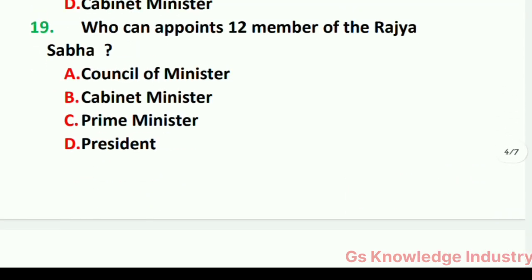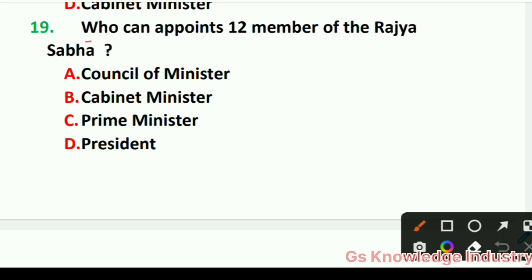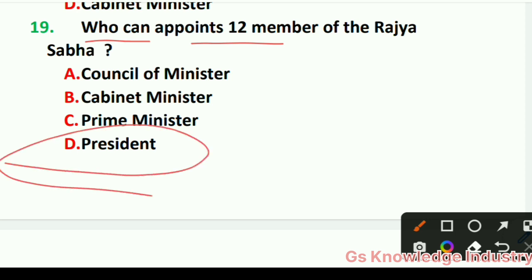19 number question is, who can appoint 12 members of the Rajya Sabha? Option A, Council of Ministers. Option B, Cabinet Minister. Option C, Prime Minister. Option D, President. Here the right answer is option D, President. President can appoint, right?